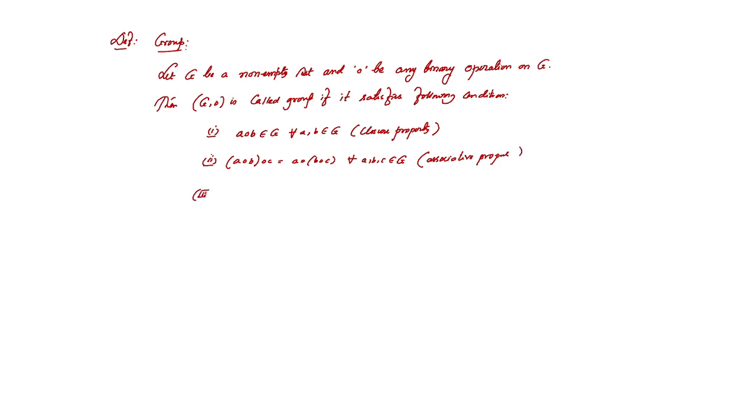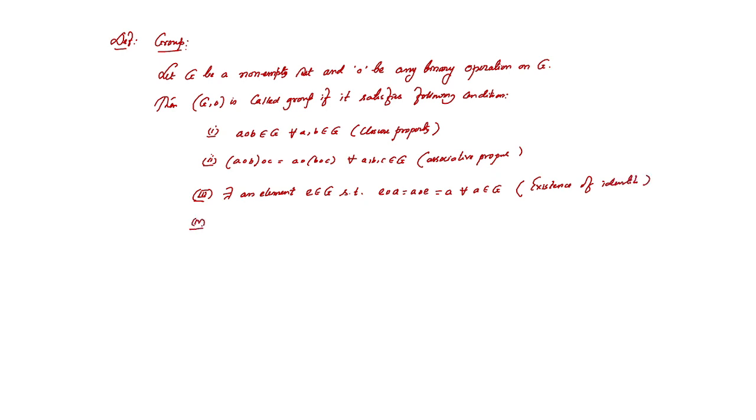Third is about the existence of identity. That means there exists an element E belongs to G such that E not A equals A not E equals A for all A belongs to G. And this property is called the existence of identity.